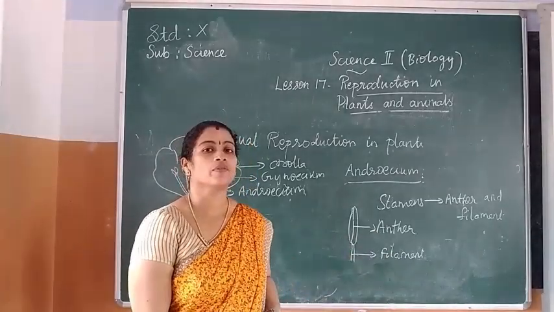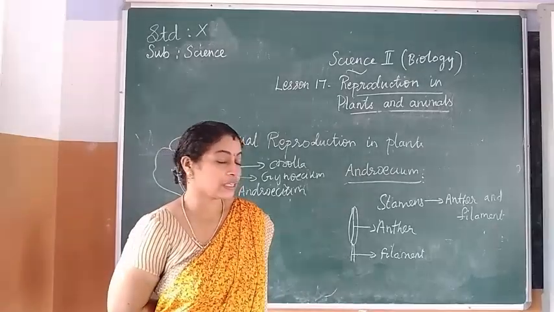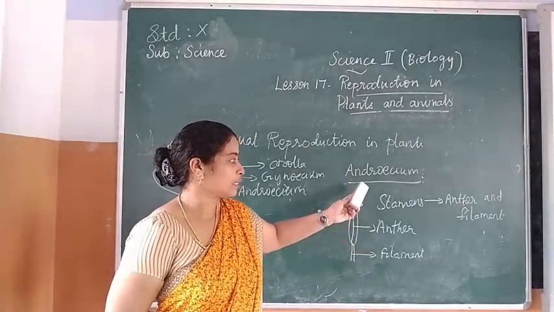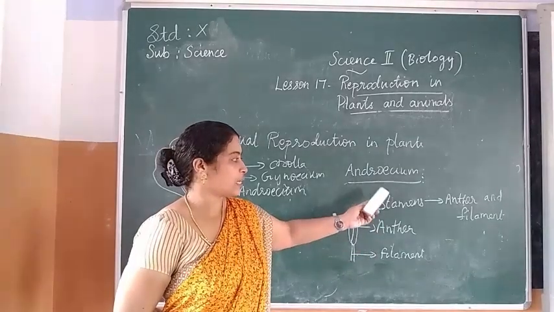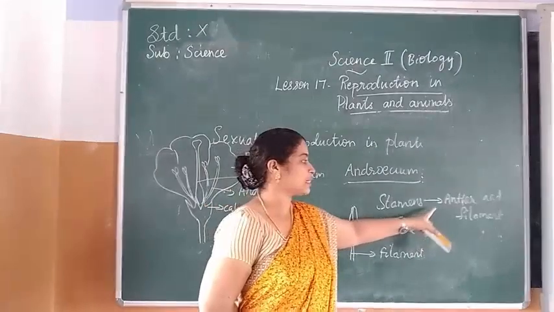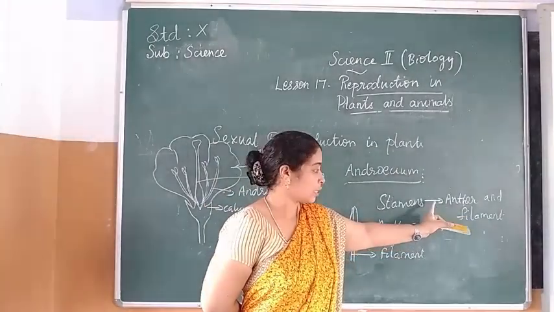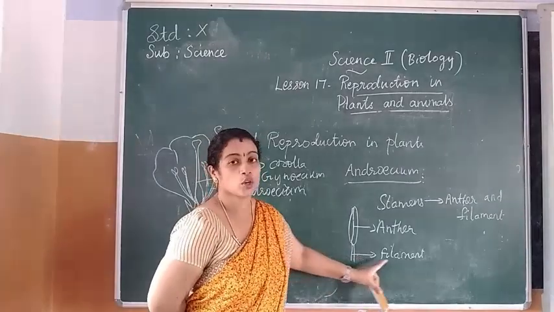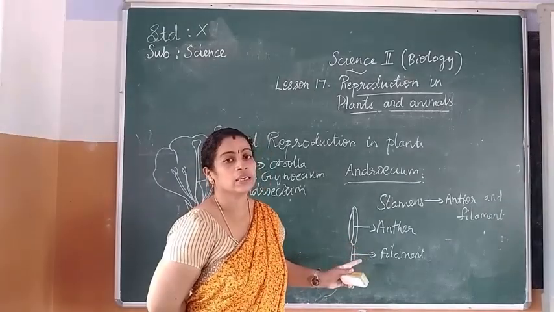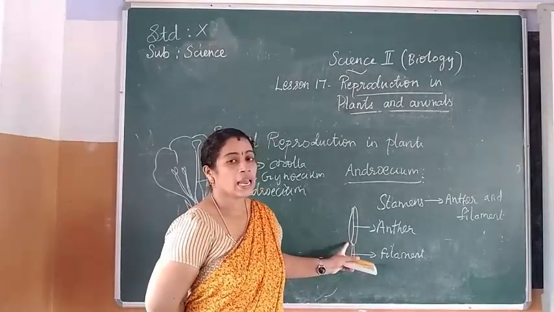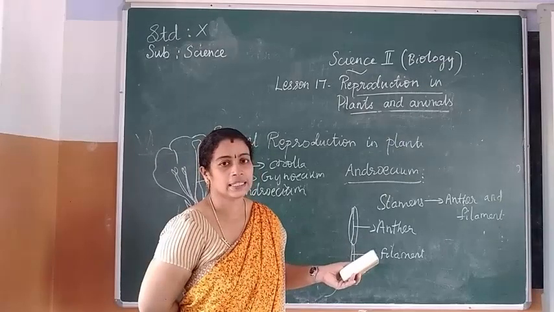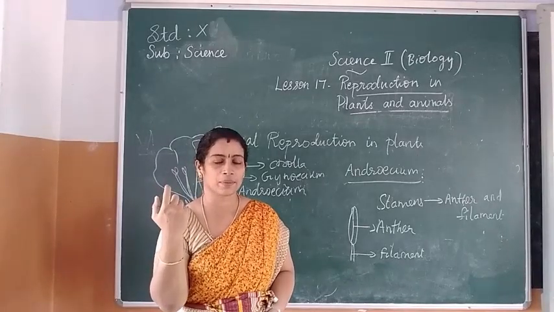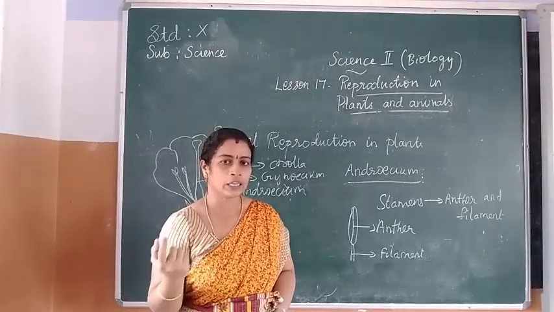The anther is the part where the pollen grains are produced. Pollen grains are the male gametophyte. So this is about anthesium. When you are seeing the structure, initially it is said to be stamens. The stamen is made up of two parts. The main part of the stamen is known as the anther, and it is supported by a stalk known as filament. The anther is the place where the pollen grains are formed. The pollen grain is the structure involved in the formation of the male gamete of the plant.